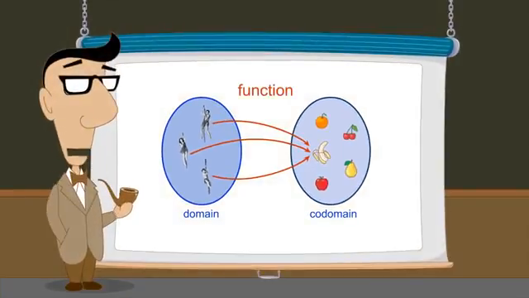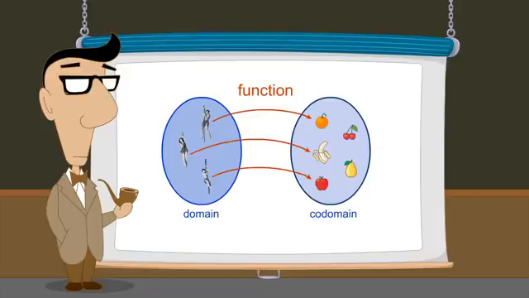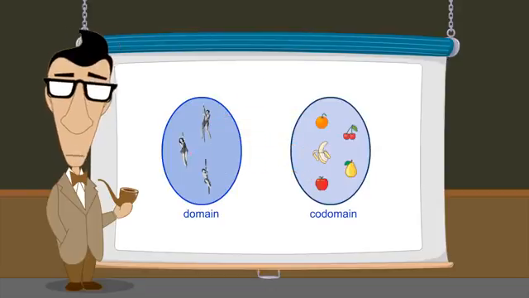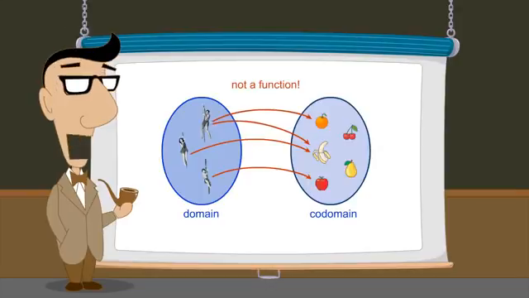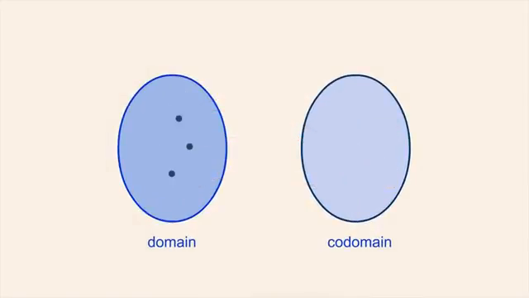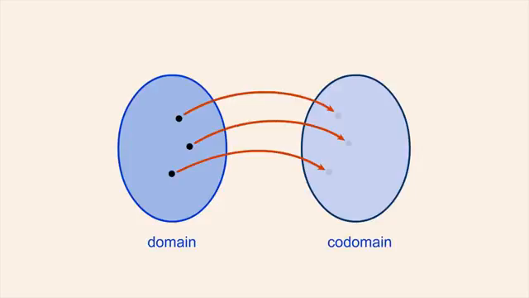In all 3 cases, each person is related to exactly 1 fruit, so these binary relations are all functions. On the other hand, if someone had 2 favorite fruits, then that relation would not be a function. To be a function, a binary relation must relate each element of its domain to exactly 1 element of its codomain. So a function is a rule that associates each element in its domain to exactly one element in its codomain.